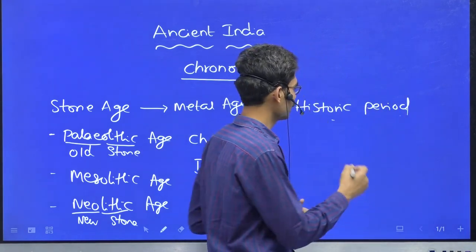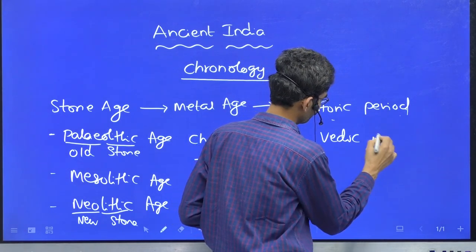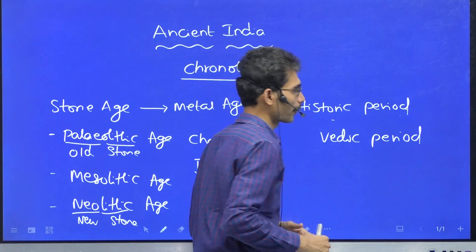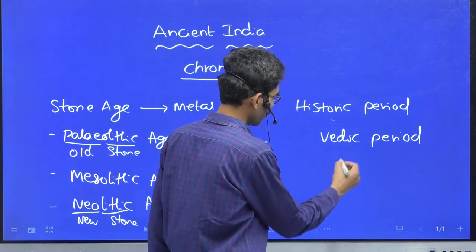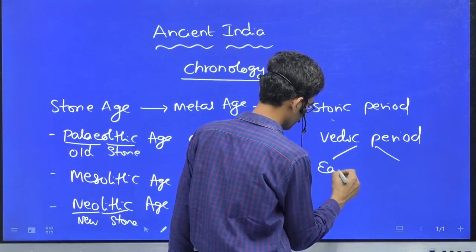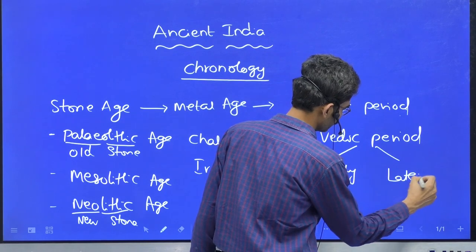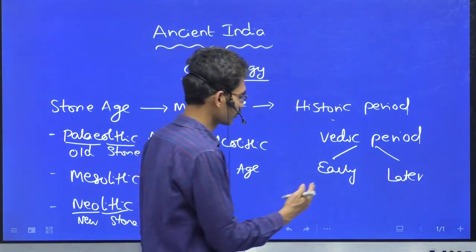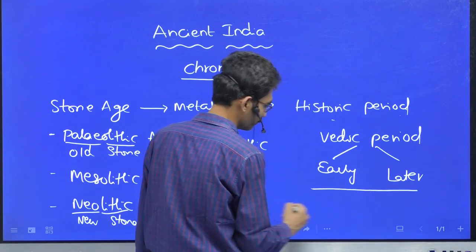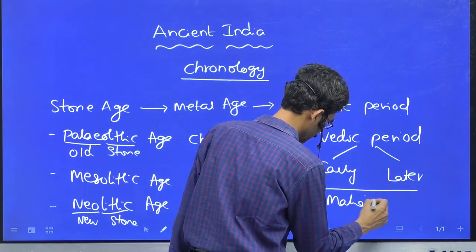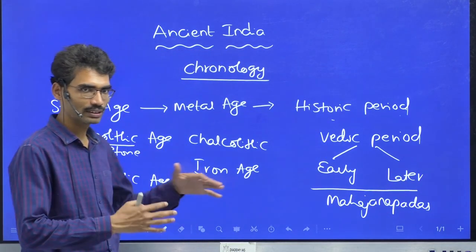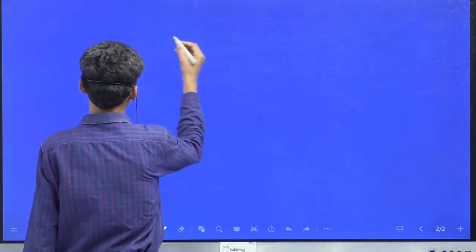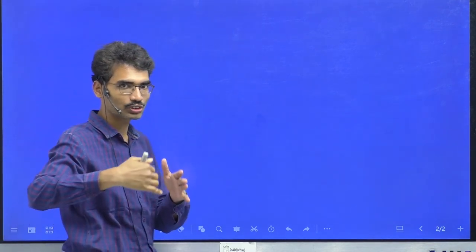Generally, in our Indian history, from the Vedic period onwards, this historic period starts. Then, in the Vedic period we have the early Vedic, next the later Vedic period, and after the Vedic period, the Mahajanapadas. Mahajanapadas kingdoms were established. Now, let me give a certain timeline, considering the historic period.